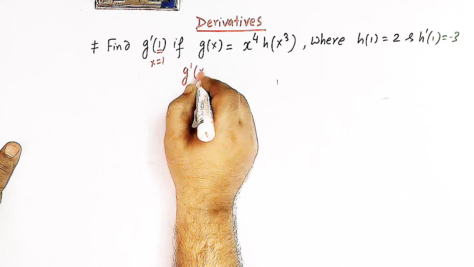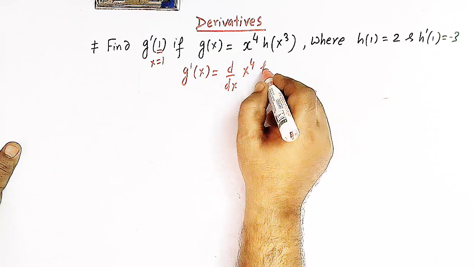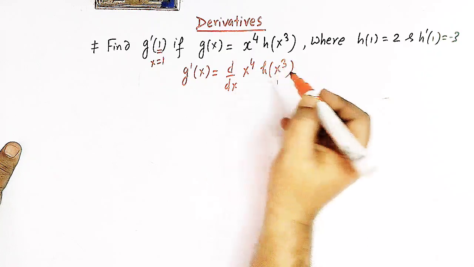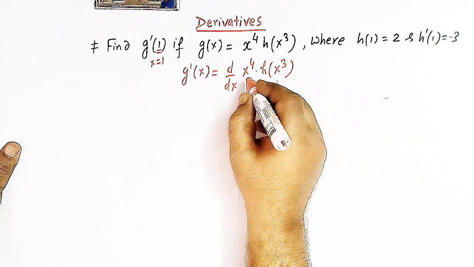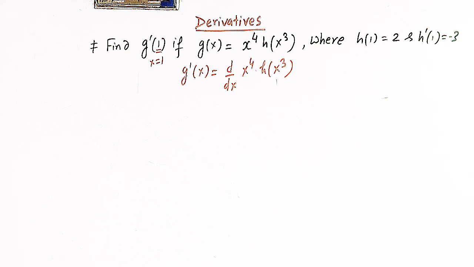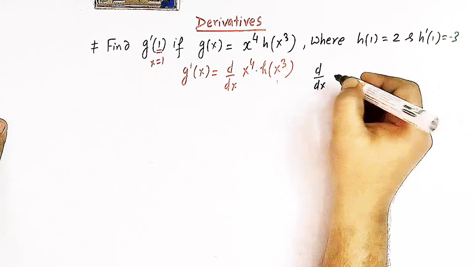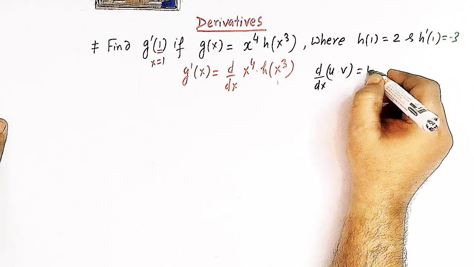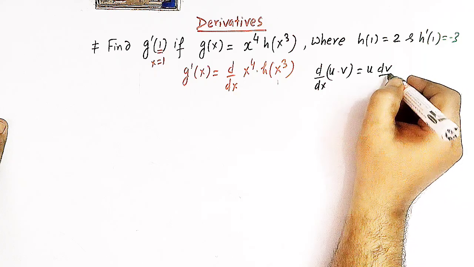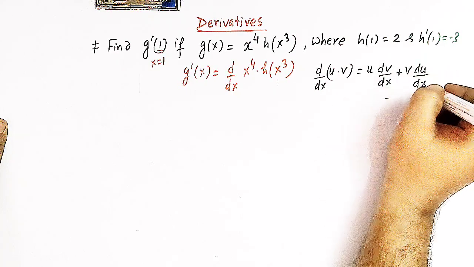So g prime of x is given by the derivative of x raised to 4 times h of x cube. Here we have the product of two functions, so we can make use of the product rule for derivatives. The product rule goes like this: if we have two functions, say u and v, and u and v are functions of x, then we have the first function times the derivative of the second function, plus the second function times the derivative of the first function.